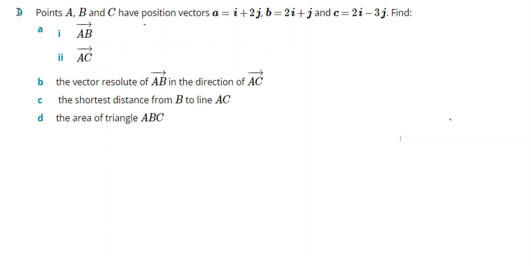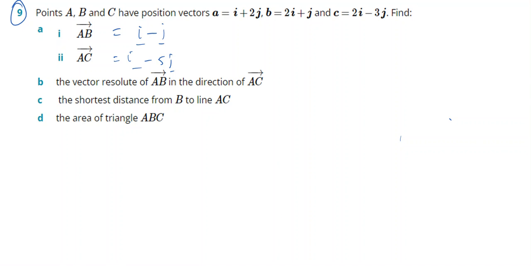All right, this is for specialists. We're going to look at exercise 22, question 9. Okay, so we want the vector AB, so that's just B minus A, which is just i minus j. And then we want AC, which is just C minus A, which is just i minus 5j.